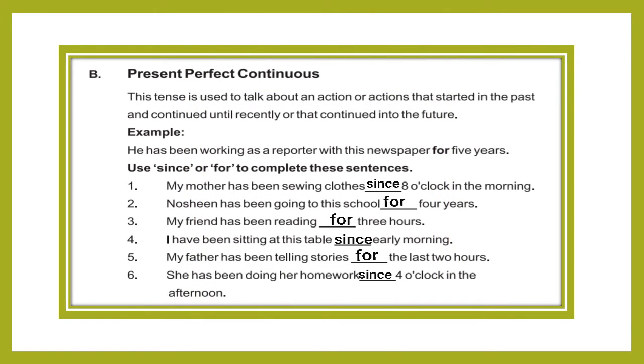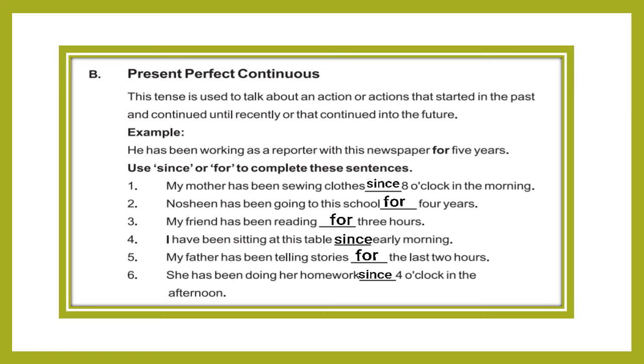Now here is exercise B, present perfect continuous. This tense is used to talk about an action or actions that started in the past and continued until recently or that continued into the future. This exercise is related to present perfect continuous tense in which an action is done in the past, continued in the present, and then continued in the future.